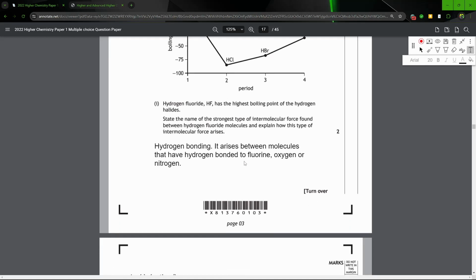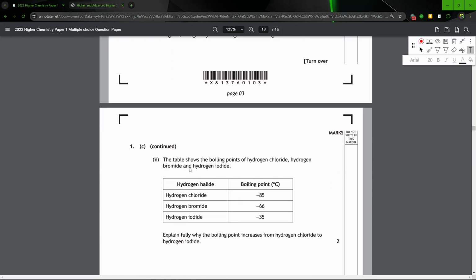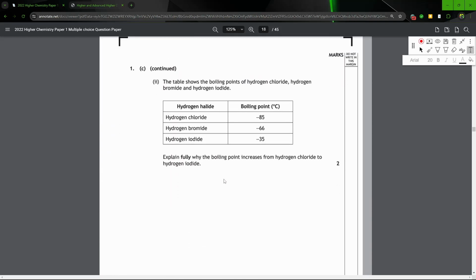Right. Yeah, I guess the only other thing we could add is to explain why it's only these elements, as they have high electronegativities. That would probably make it a slightly better answer, just in case. But there we go. So that should probably do it, and we'll move on to C2.